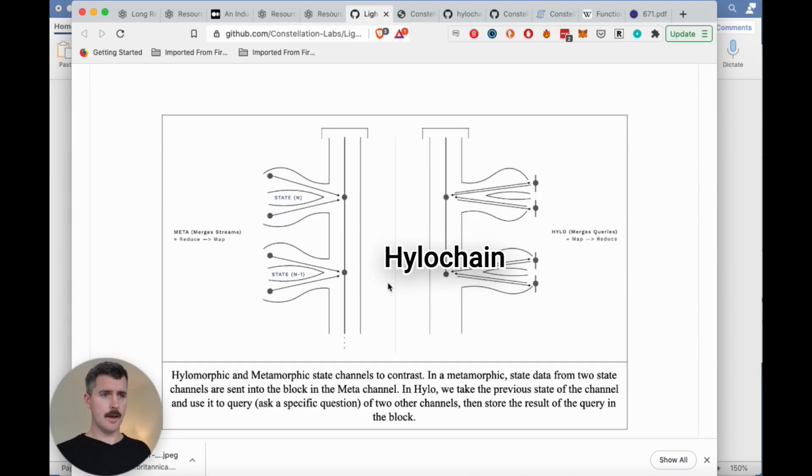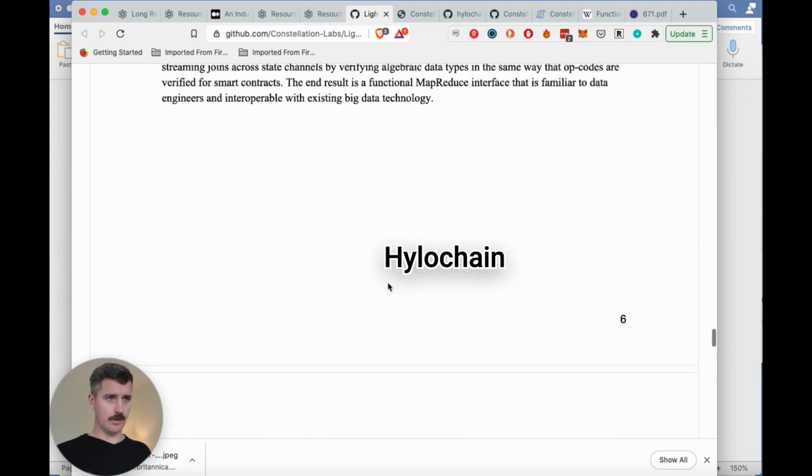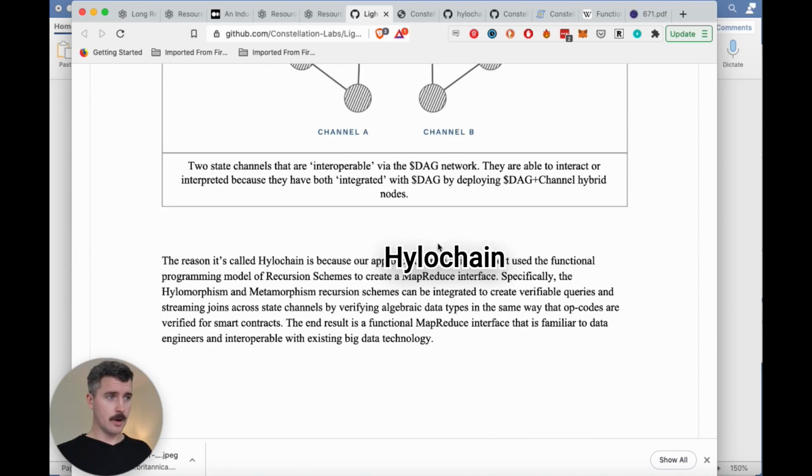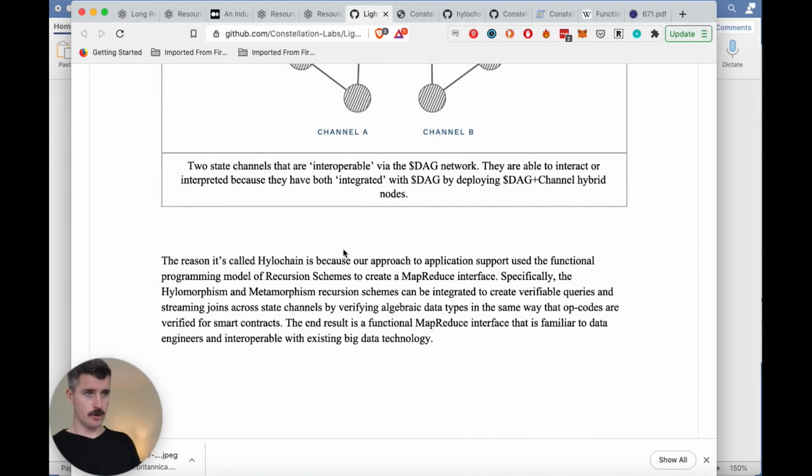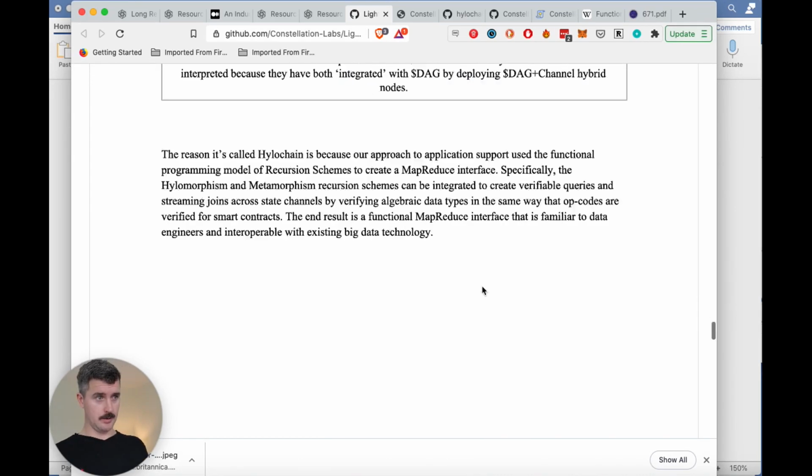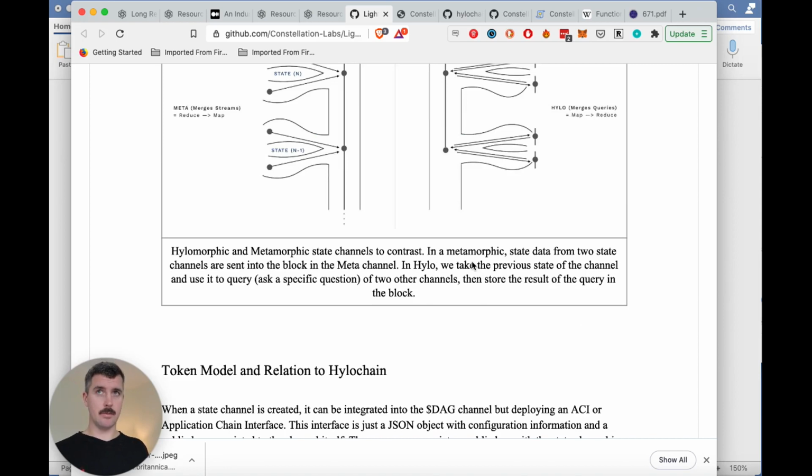application work. Here they talk about what makes this a high-low chain. Their approach to application support uses the functional programming model of recursion schemes. It basically enables anyone to put data in there and pluck it back out from the state channels. That's really all you need to know about that.